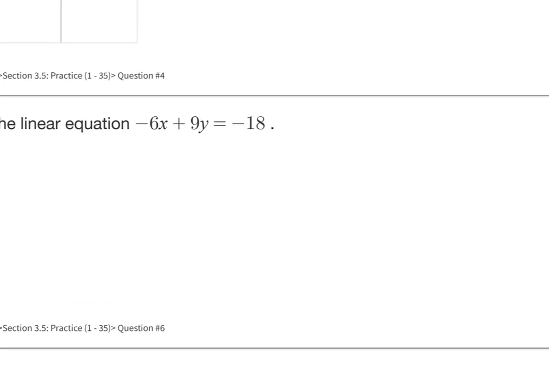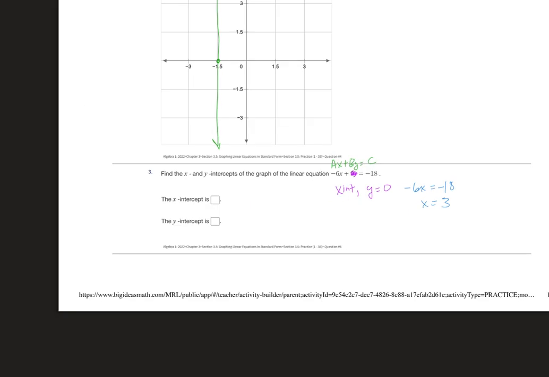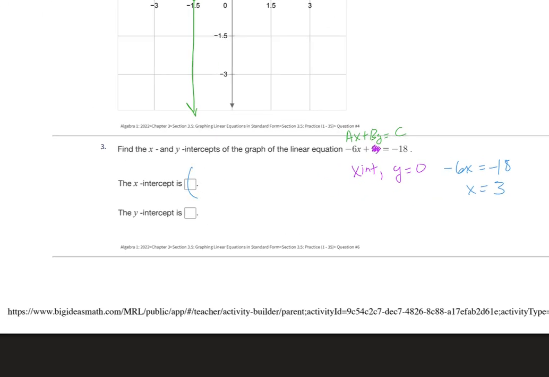Find the x and y intercepts of the graph of this linear equation. Boom. This dude's in standard form, Ax plus By equals C. Notice that that is a negative, and so from what I know, it should be positive, but we don't really care about that right now. The x-intercept is when y equals 0. So y equals 0, you get this, and x would equal 3. So the x-intercept is 3, 0.